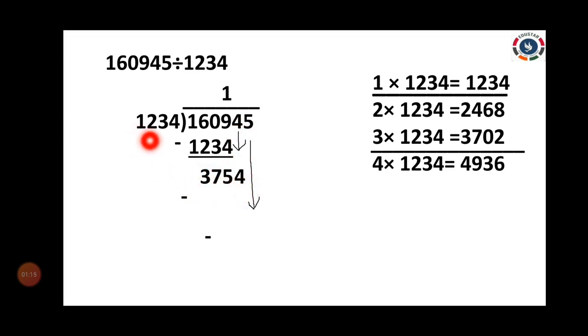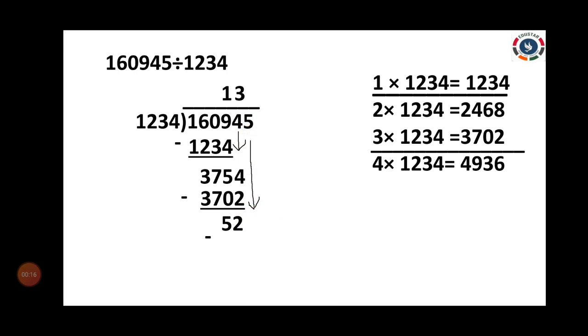Now we have the 4-digit number. Now you tell, how many times is 1,234 there in this number? We check once again in the multiplication tables. We have a value less than 3,754. How many times? 3 times are there in 1,234. So that 3 we write at the top, and 3,702 we write at the bottom. Now you subtract the two values. 3,754 minus 3,702, if you subtract, you get 52. Then we have the remaining 5 that you bring down.